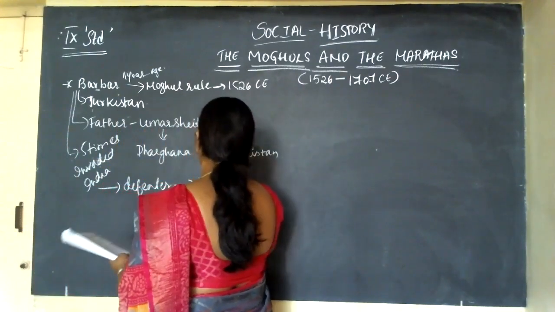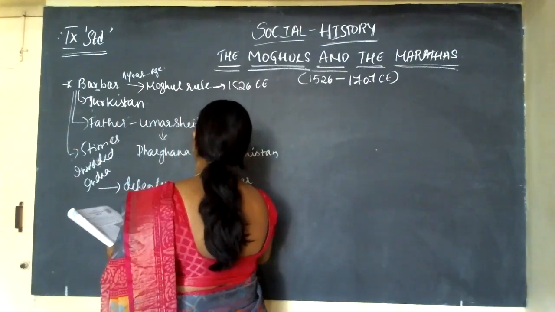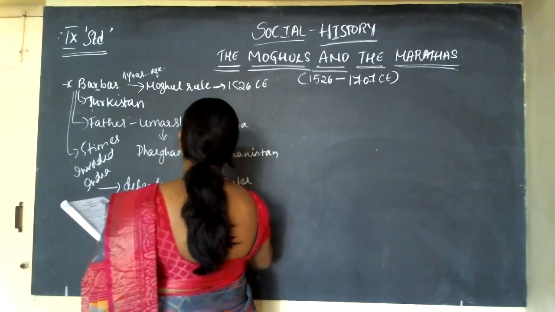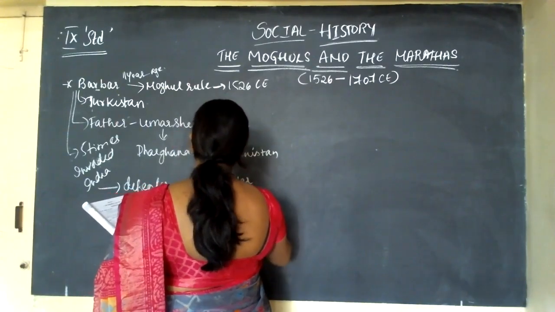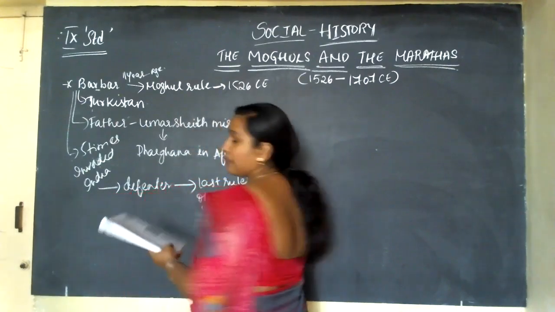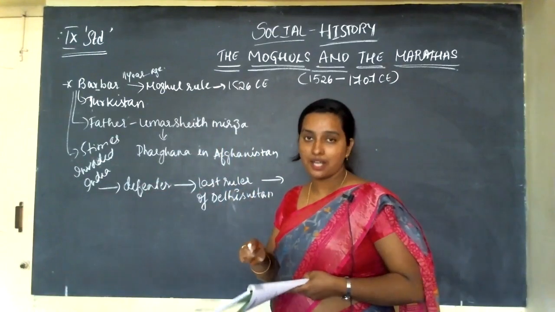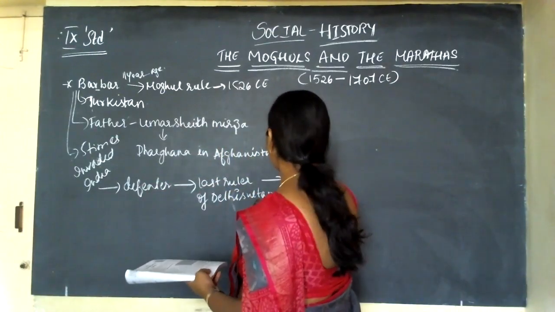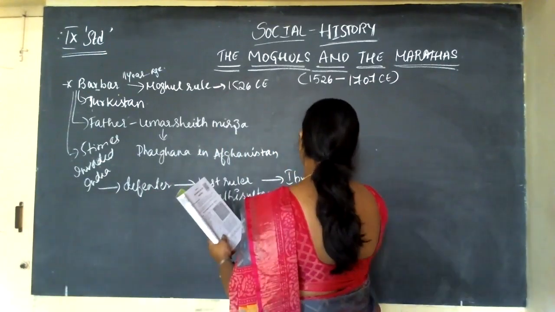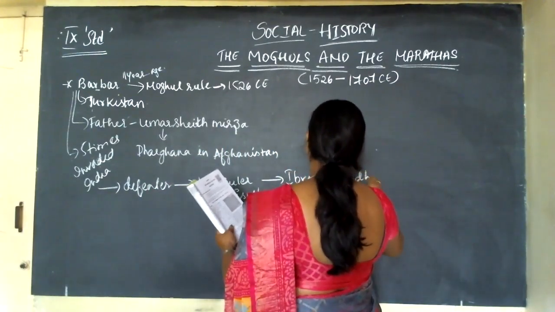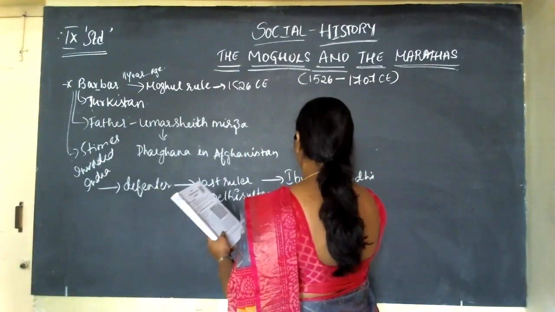The last ruler of the Delhi Sultanate. Who was he? He was Ibrahim Lodi. You know this, right? Hope you can remember, because all these things, the Delhi Sultans and all, I have taught you in class itself. Okay, who was the last ruler? He was Ibrahim Lodi. He defeated Ibrahim Lodi. In which battle did he defeat him? He defeated him in the battle called Panipat.